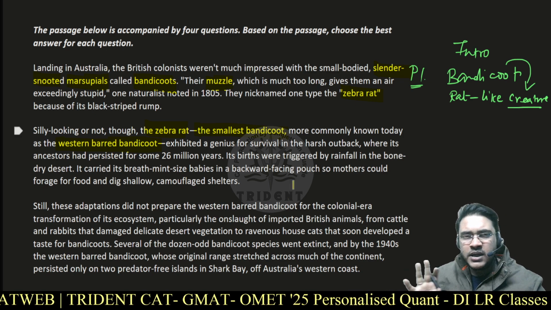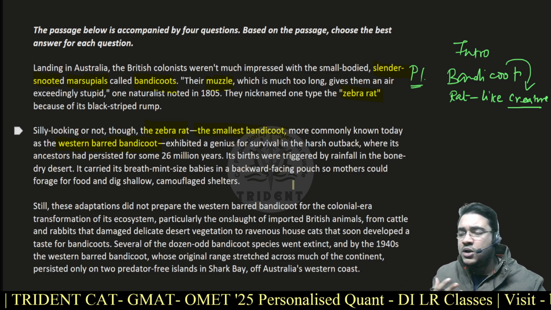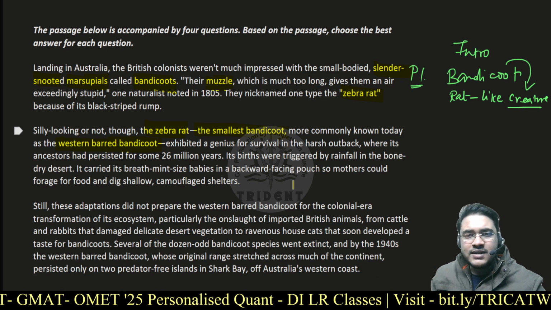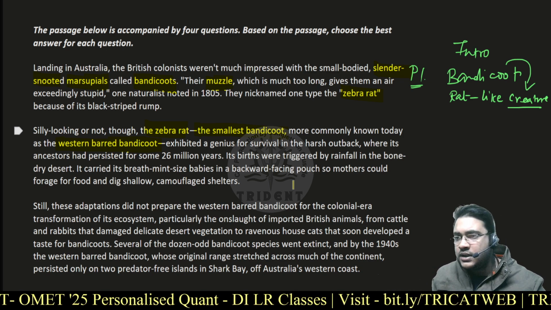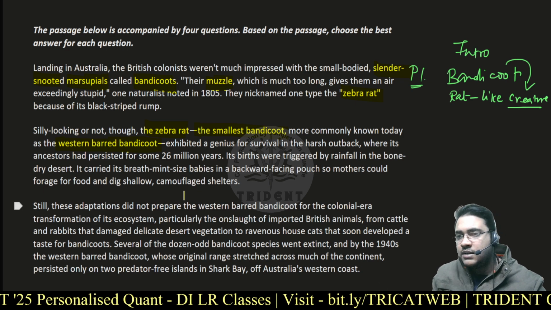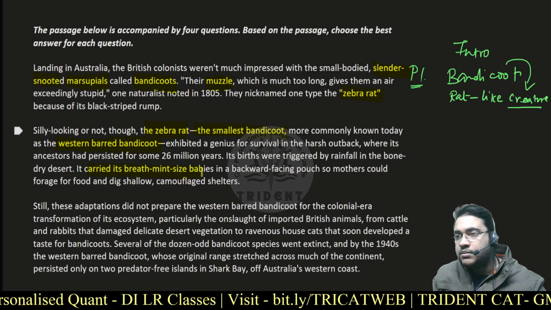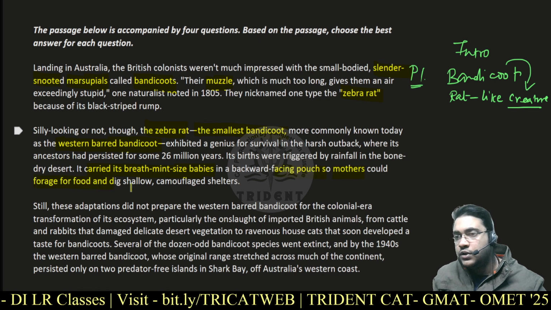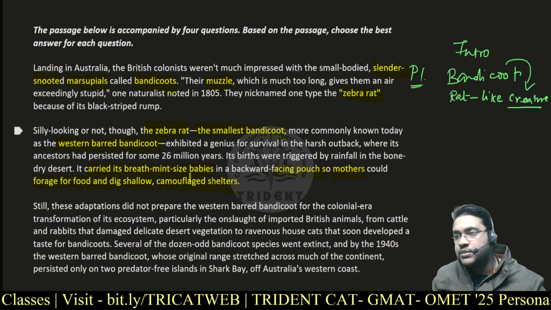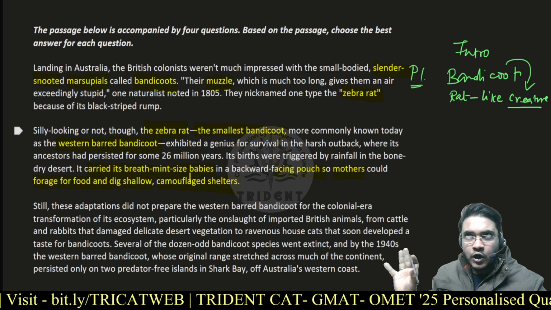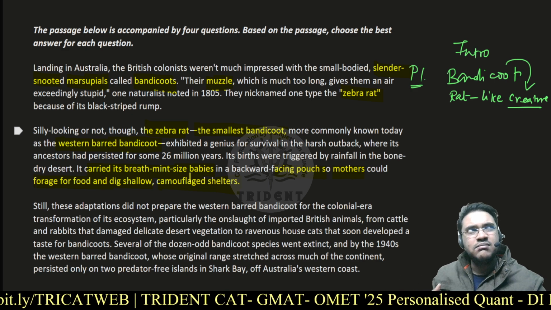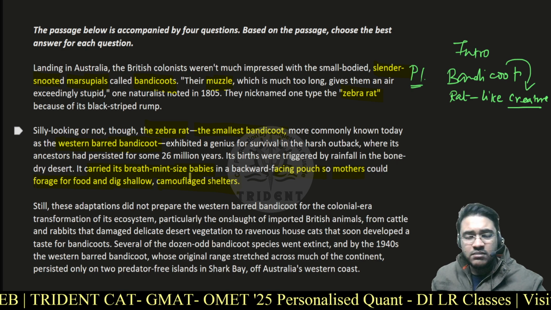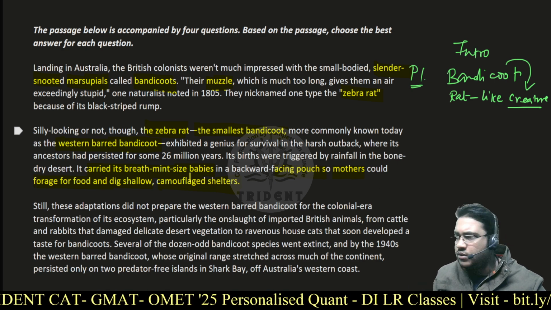How is it that I take the main points out of it? You can use my technique. Any general examples that they are giving are not important. What is important is when they're giving information or facts. For example, the last line talks about how they carry their mint-sized babies in a pouch so the mothers could forage for food and dig shallow, camouflaged shelter. So basically, the mothers are carrying their offspring, babies, in a pouch. I think we can relate to it like a kangaroo, how a kangaroo carries a baby with it. Maybe not in a similar fashion, but I hope you get the point, right?